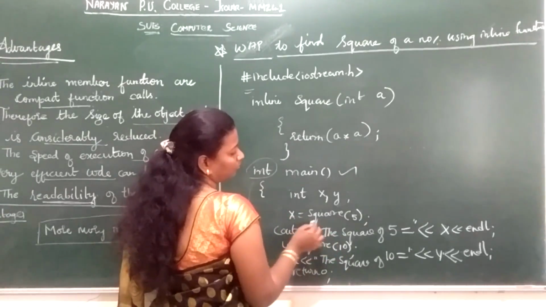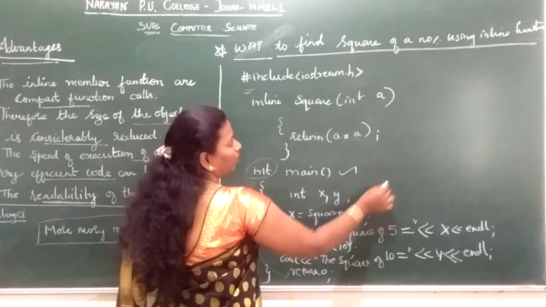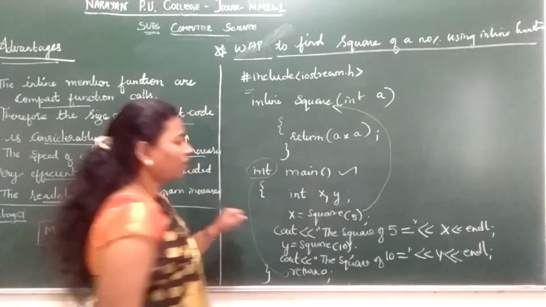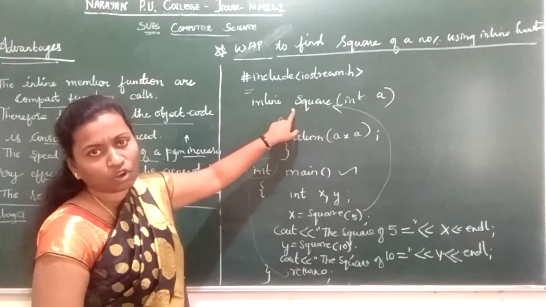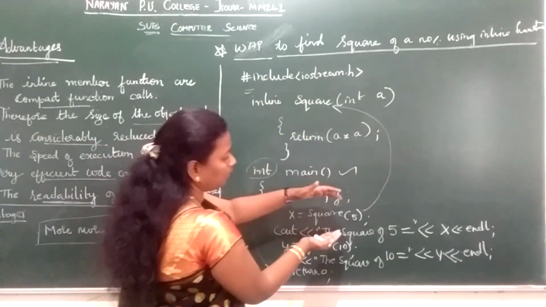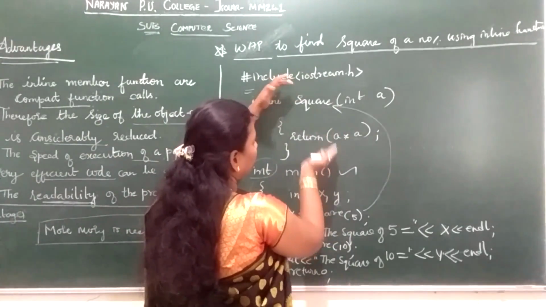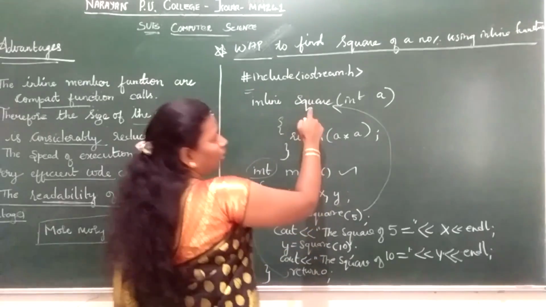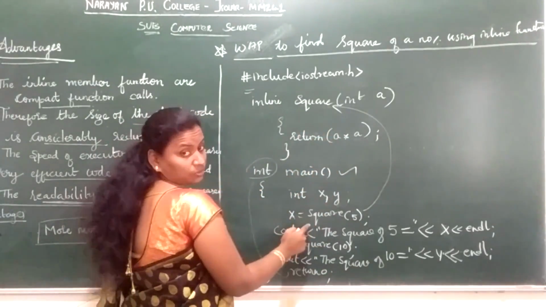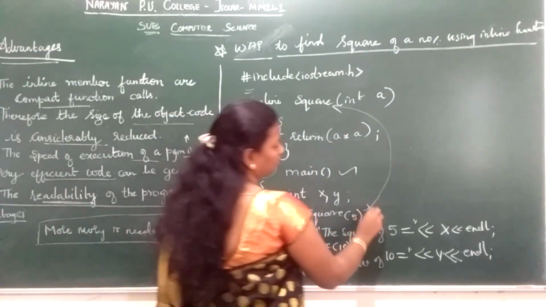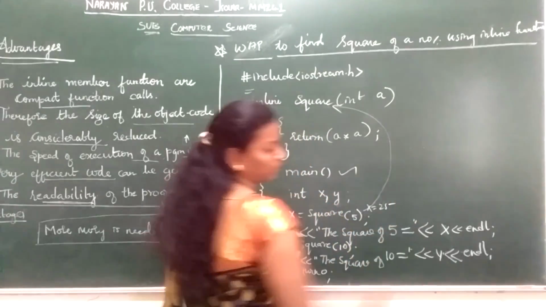I am going to call the function square of 5. Square of 5 is an inline function. When there is a function call, the function call is replaced by the body of the function. Now, in place of square 5, I am just going to replace the entire body. So what will square do? A into a. 5 into 5 is 25. Now x will be having the value 25. What is x value? X will be having 25.